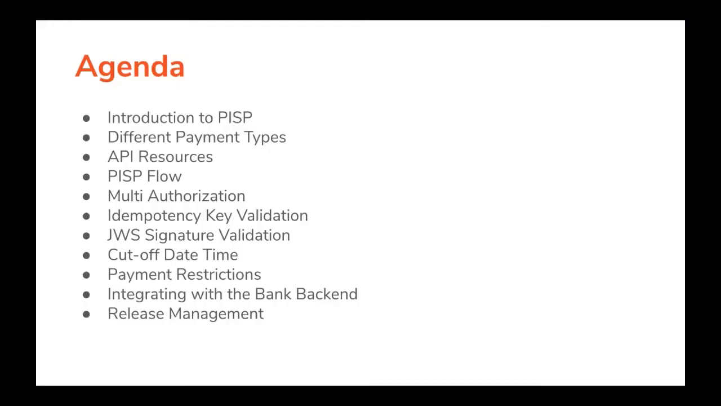This is the agenda of today's program. First, I'll give you a brief introduction to PISP and the opportunities unlocked by PISP in the revised PSD2 directive. Next, we'll discuss the different payment types in UK spec version 3 and the related API resources. Next, I will walk you through the PISP flow and explain the full life cycle of a payment. Then we will discuss multi-authorization payments, cutoff date time validations, other payment restrictions, and some important validations supported by the WSO2 Open Banking solution.